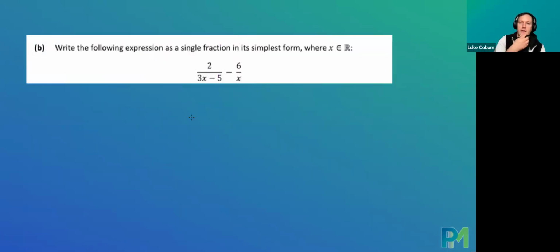Okay, so let's have a look at this second example here. Again, this time we're back to using x, and we want to write it as a single fraction in its simplest form. So we have to choose a number to put here and here, and it's the other denominator, so x over x. And we have to choose a number to go here and here, it's 3x minus 5.